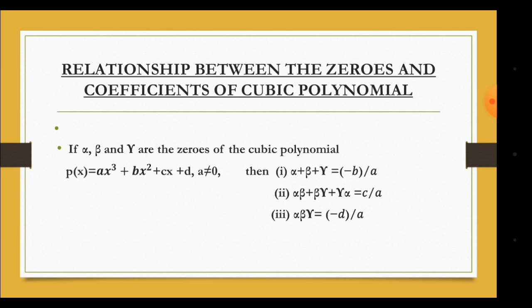Here alpha, beta and gamma are the zeros of the polynomial, and a is the coefficient of x cube, b is the coefficient of x square, c is the coefficient of x and d is the constant term. So these three are the relationships between the zeros and coefficients of a cubic polynomial.